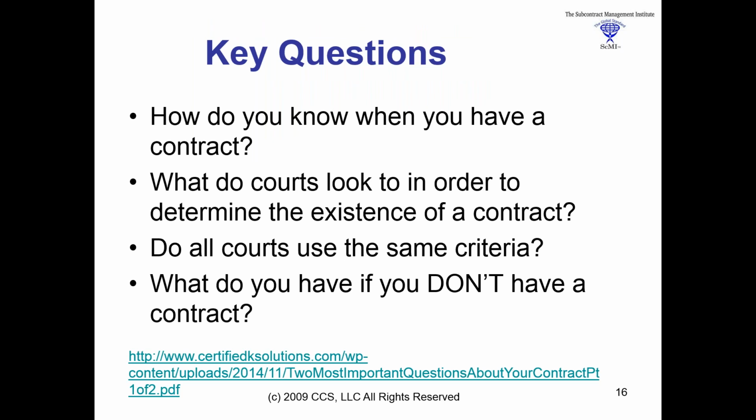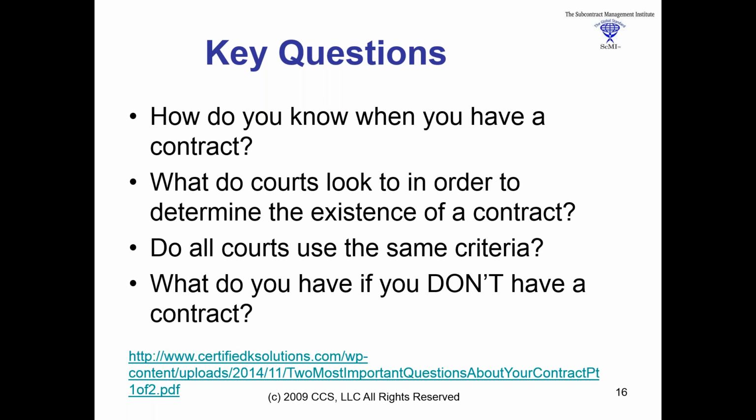So from this point, we now start looking at the prime contractors and their subcontractors. Because whenever you're entering into commerce, these are some of the questions that you have to consider. How do you know when you have a contract? And in fact, what do the courts look to in order to determine whether a contract even exists, let alone what it requires? And if you ask the question, then do all courts use the same criteria? Well, you would think if they're operating under the same body of law, they probably should, but that's not always the case.